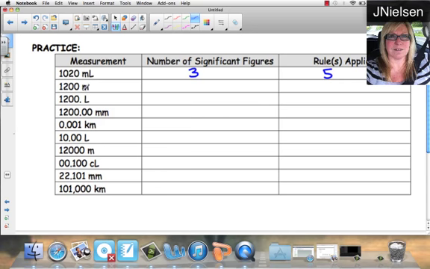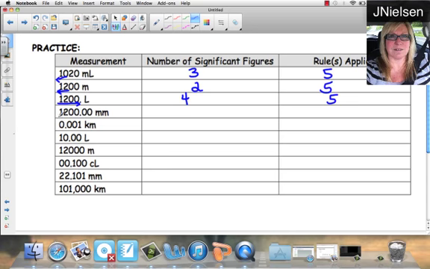1200, decimal absent. I'm going to go to the right, find the first non-zero digit, count it, and everything in front of it. So I have 2 sig figs. This is also rule 5. Decimal present. I'm going to go to the left, find the first non-zero digit, which is 1, count it, and everything after it, which is 4. This is also rule 5 because there's a decimal present, and if the decimal is present, then they are significant.